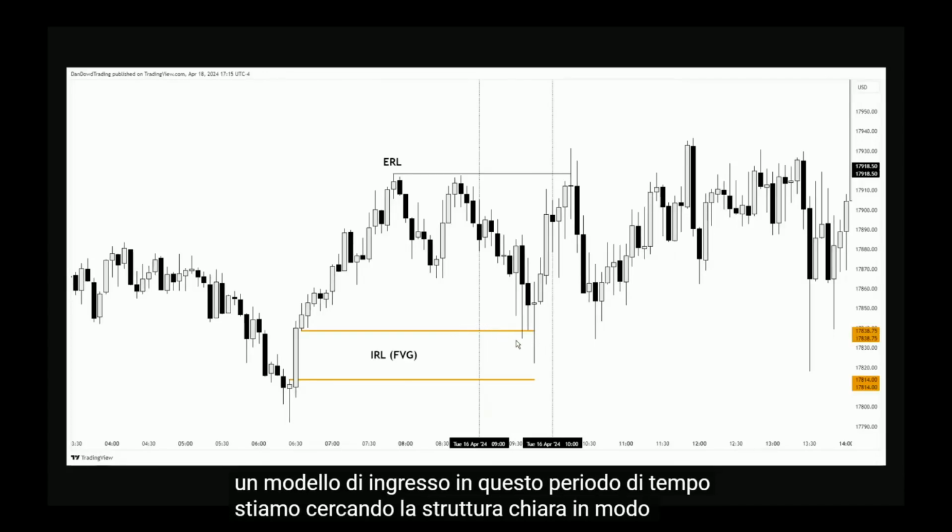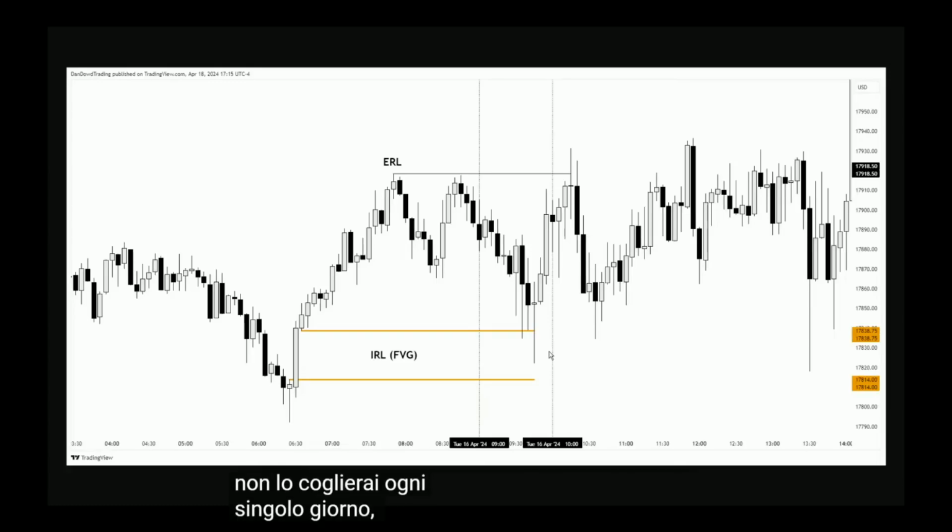We're looking for the clear structure. You're not going to catch it every single day. That's important. But it's there every single day. So knowing that it's there every single day should reduce some FOMO, because if you miss it one day, I'll come back the next day and I'll know that it's there.